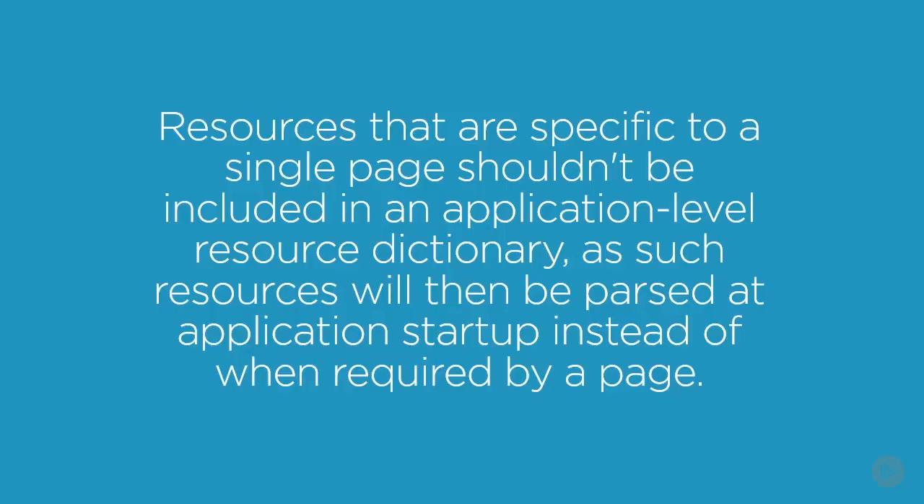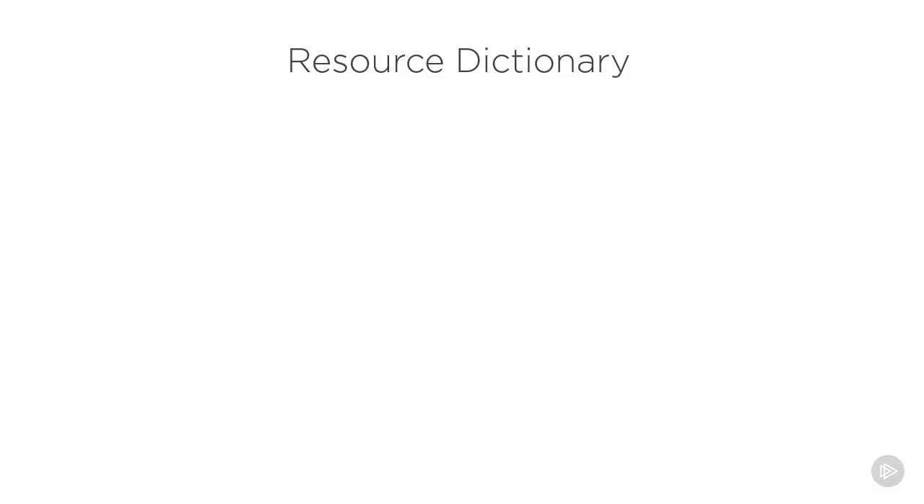Resources that are specific to a single page shouldn't be included in an application-level resource dictionary. When you are programming, it's much easier to add your resources to the app.xaml resource dictionary so that you have it available to every class and page. Those resources will be parsed at application startup instead of when required by the page. That would mean that every resource that you want to share across the application has to be parsed at startup, and it can't be done dynamically whenever the pages are created.